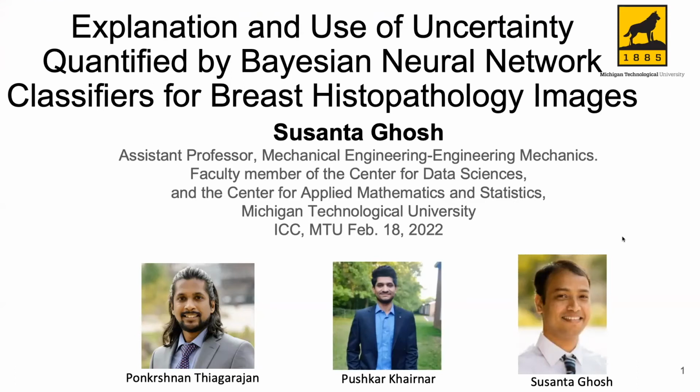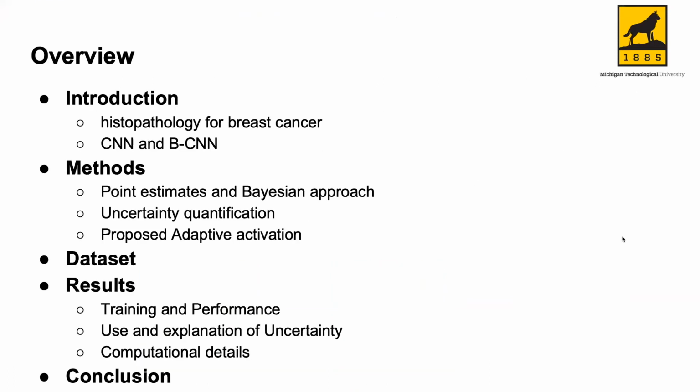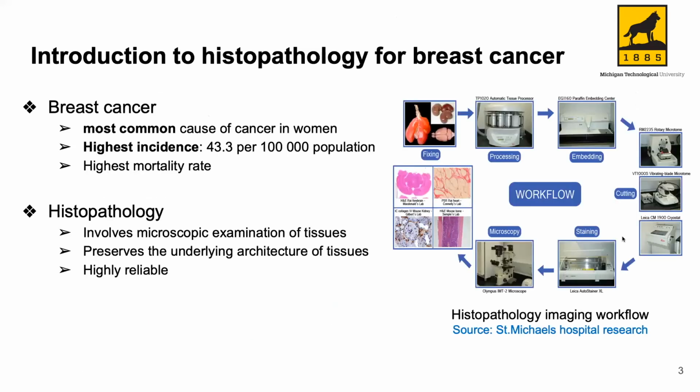This is the overview of the talk. I will briefly discuss breast cancer and histopathology, and then we'll talk about neural networks and their use to detect human breast cancer, especially for image classification.